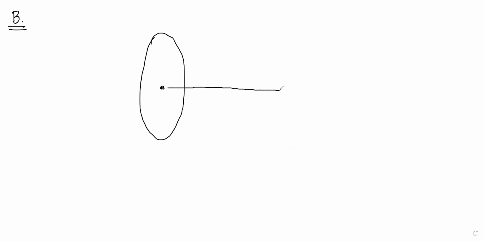Potential due to a ring at a point on its axis. So this is the situation. The radius of the ring is a. The mass of the ring is m. This is a uniform ring of mass m, radius a. You want to find out the potential at a distance r on the axis of the ring.